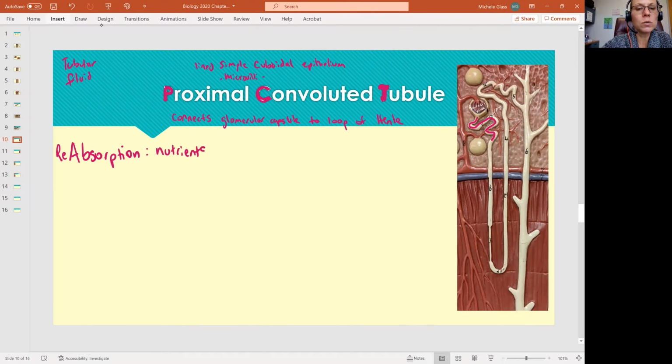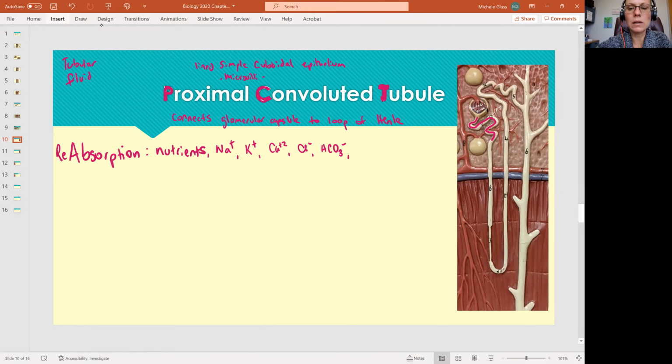When we say nutrients, we're talking about glucose. We're talking about amino acids. So nothing as big as a protein is going to be filtered out. But peptides, amino acids could have, and so those would be reabsorbed. Any kind of vitamins that may have been pushed out will get reabsorbed, and a bunch of electrolytes. So we're going to be reabsorbing sodium ion and potassium ion, calcium ion, chloride ion. We have bicarbonate ion.